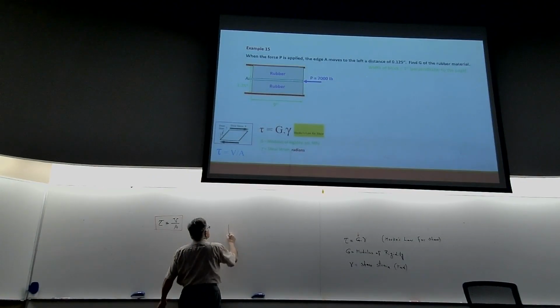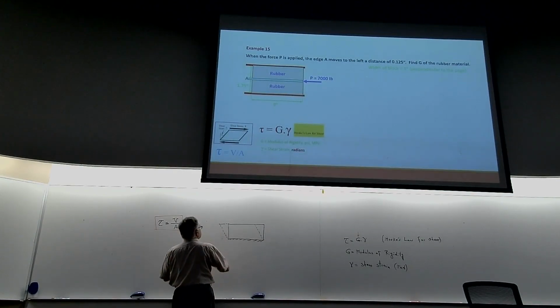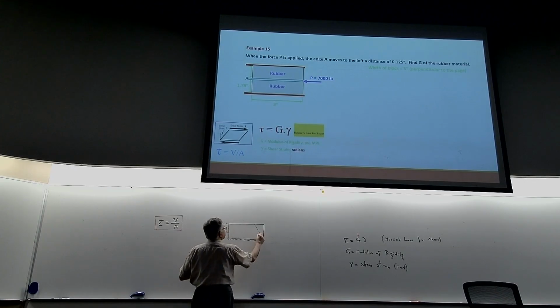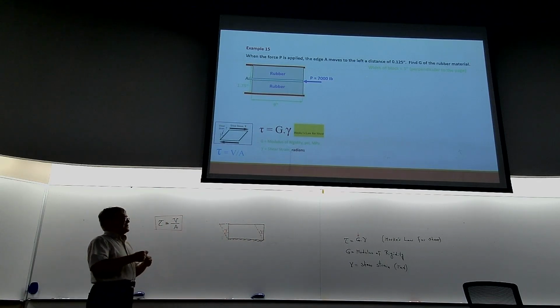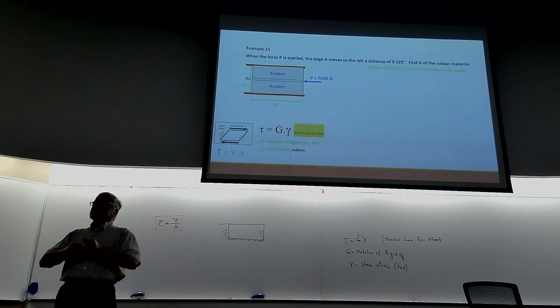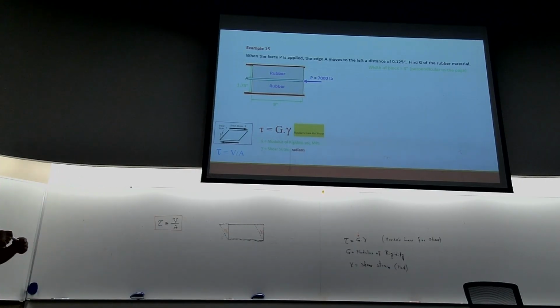Look at the lower block. This part doesn't move. This edge here moves to the left, like that. And this is the angle gamma, same on this side. Now we use the same technique as before, just to solve for G. And we want it in PSI.